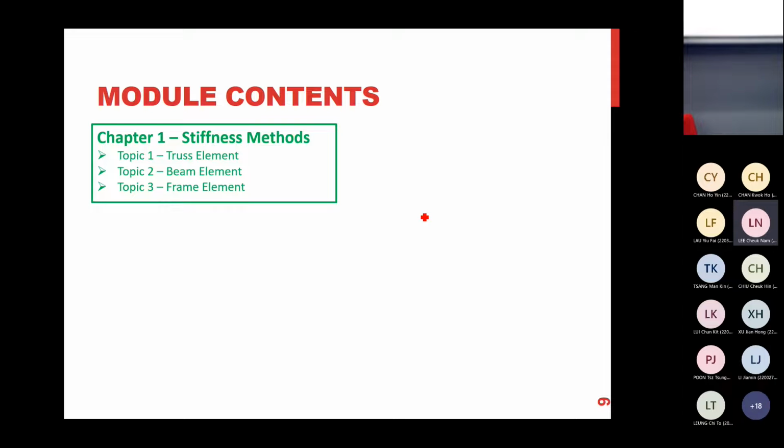Actually, in this module, we have three main chapters, three big things we are going to discuss. The first one is Stiffness method. Stiffness method is a very classical analysis method to handle truss, beam, and frame structures. Using Stiffness method, you can handle almost all kinds of situations. There are three subtopics under this chapter.